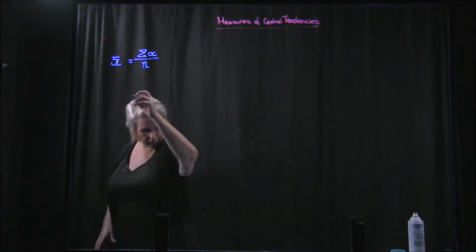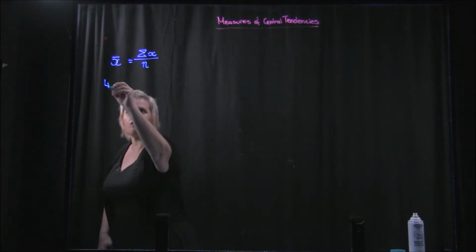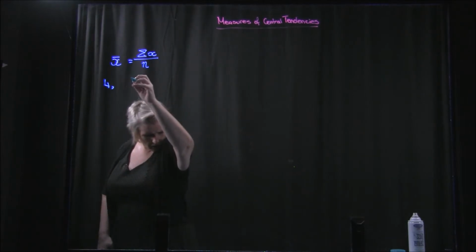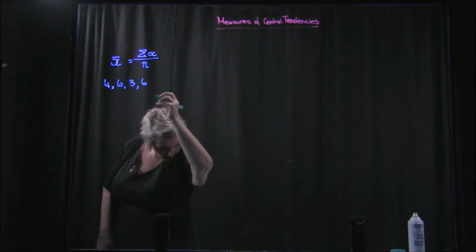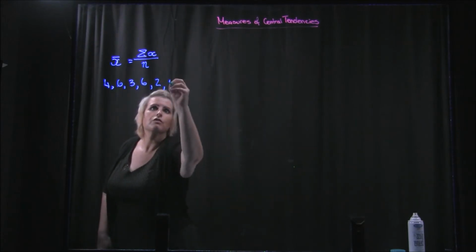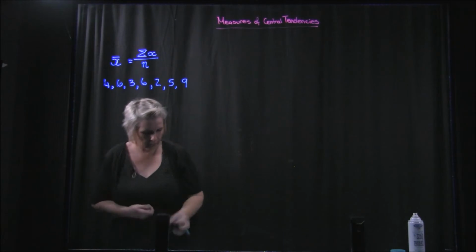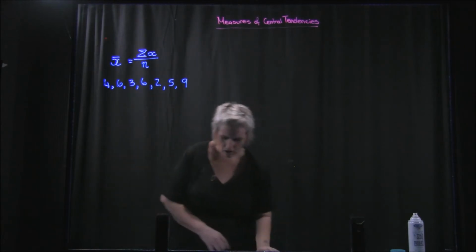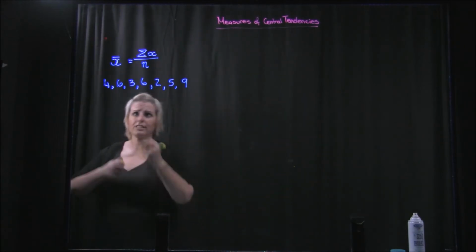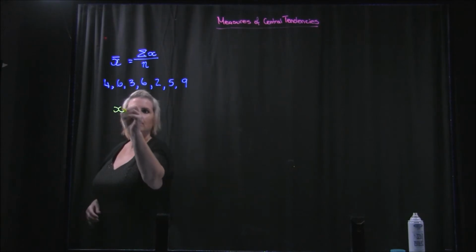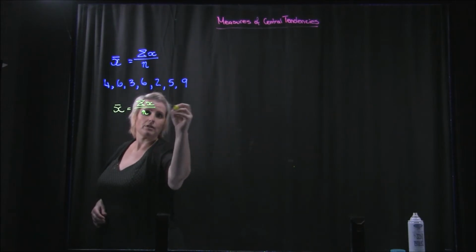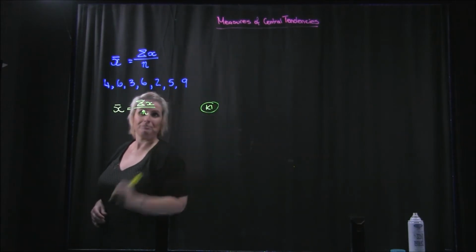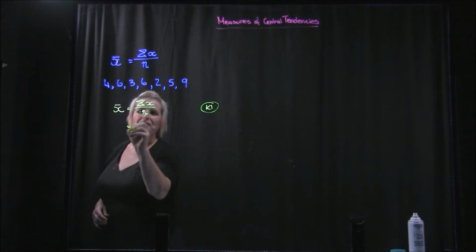So, for example, if I have to find the mean of 4, 6, 3, 6, 2, 5, and 9. Okay, that's my data set. So, first thing I do, X bar is equal to the sum of scores over number of scores. That right there, that's my key one. Important. Then I sub in.